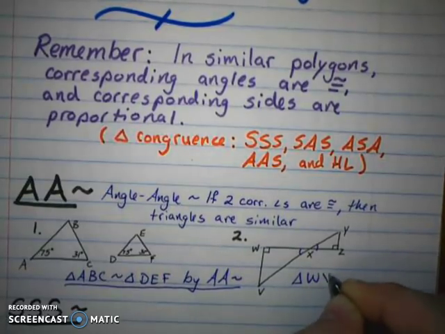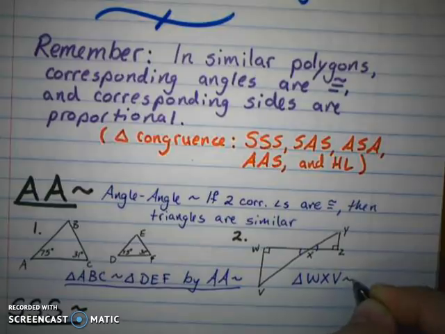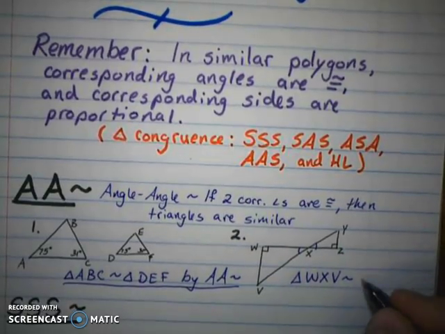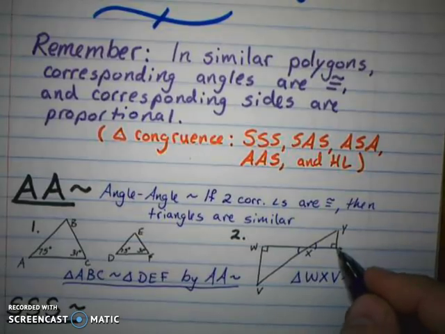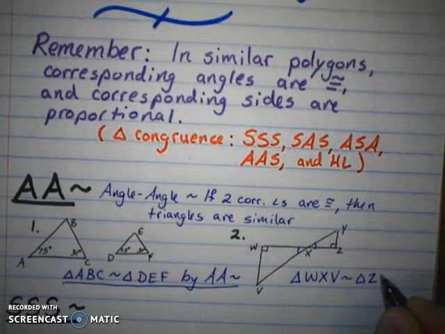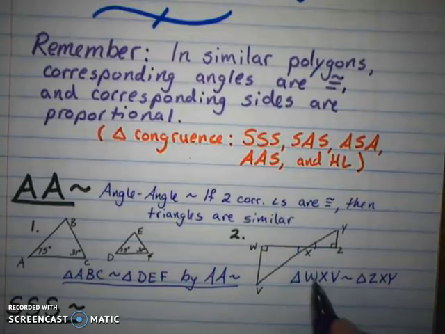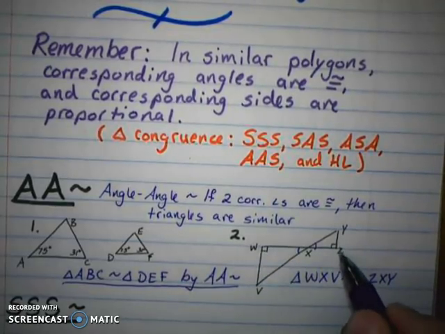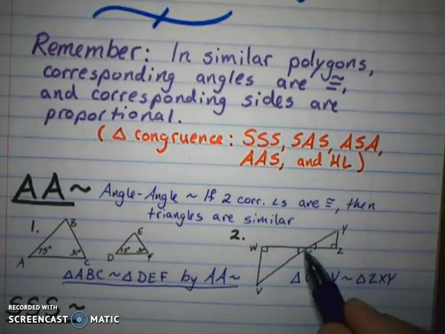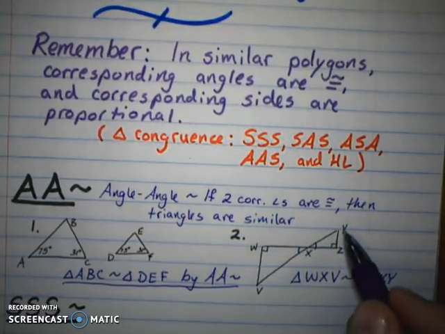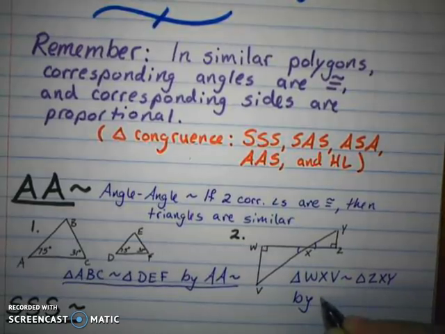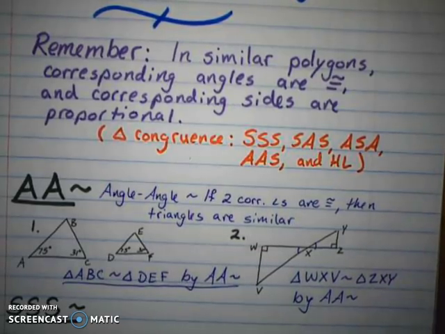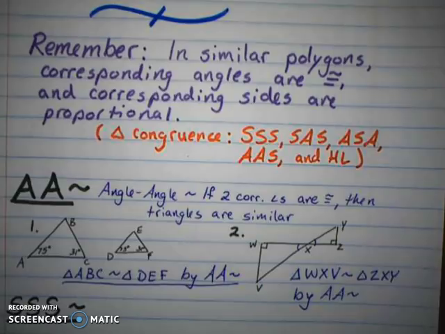Triangle WXV is similar. I think I said congruent a second ago, but I meant similar. It is similar to triangle ZXY. Your similarity statements have to have matching corresponding parts. W has to be in the same place as Z. The two angles at X have to be in the same place, and that leaves Y and V to be at the ends. So they're similar by angle, angle, similarity. Okay?